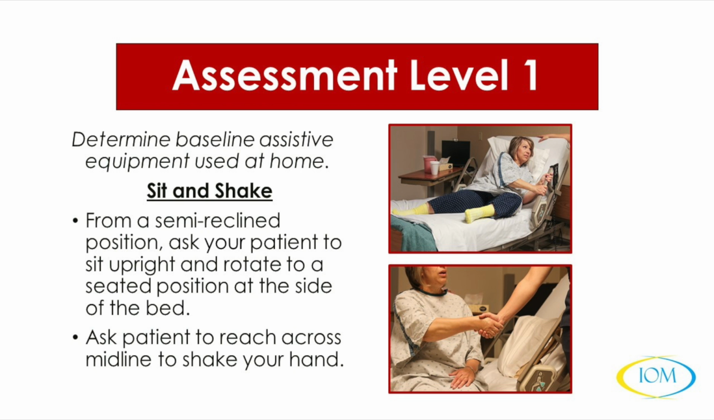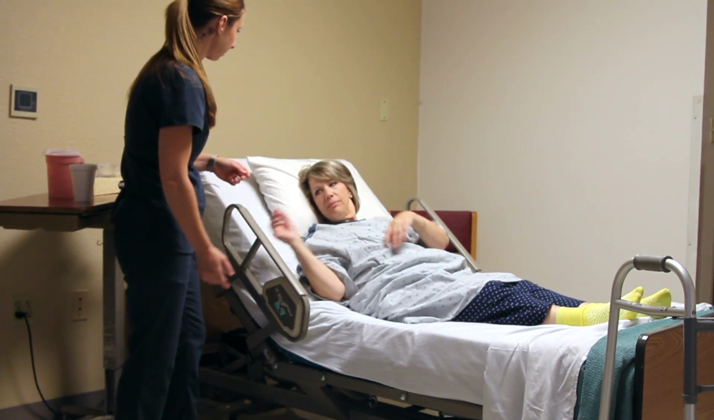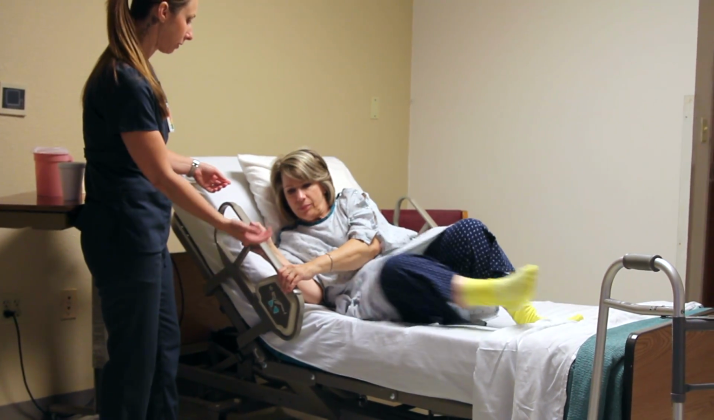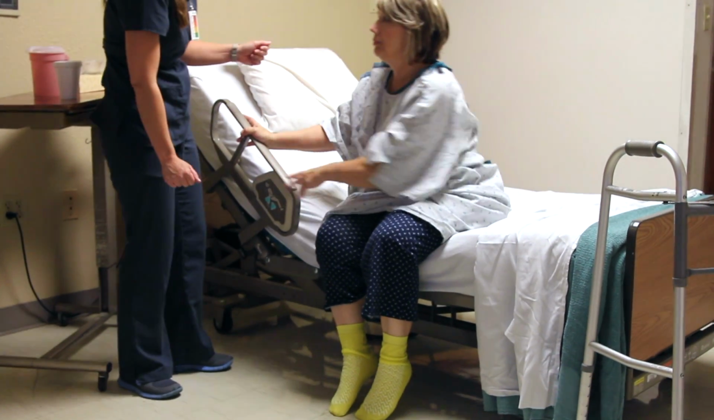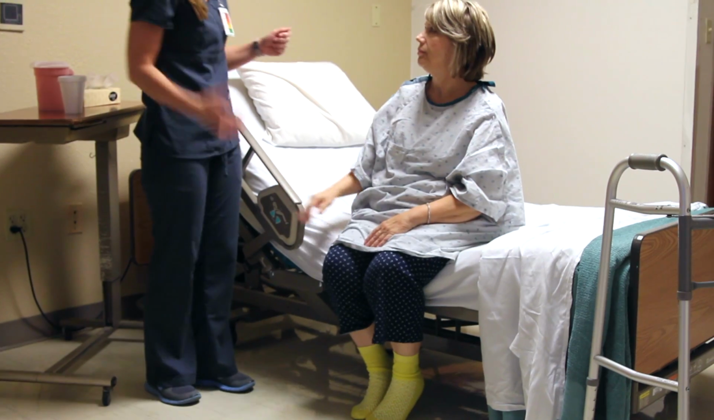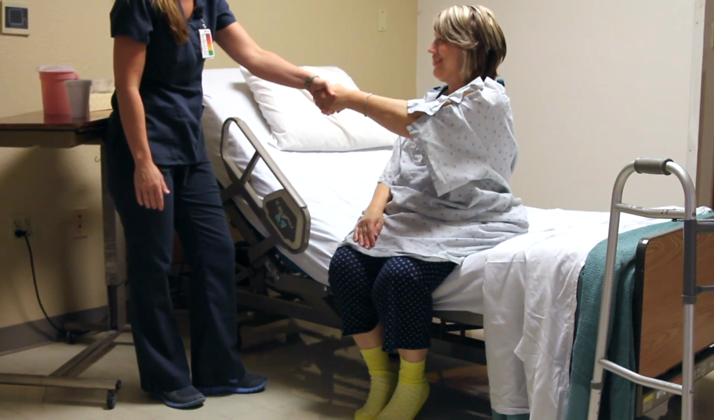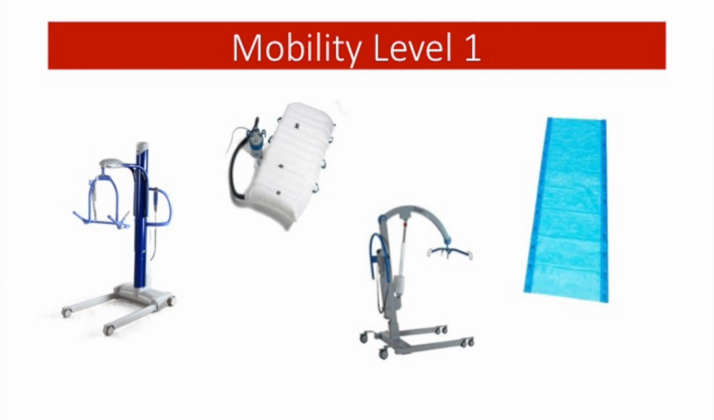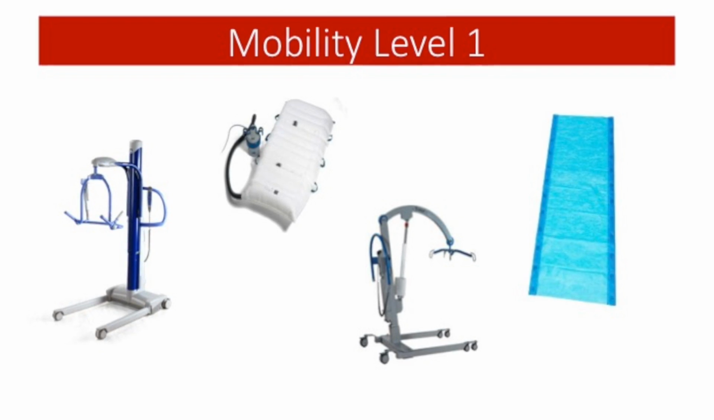Assessment Level 1, sit and shake. First, ask your patient to come to a seated position at the edge of bed. Your patient may use the side rails, but do not offer any physical assistance. Next, extend your hand to shake hands with the patient. Force your patient to reach across his or her midline. Patients unable to complete the tasks of Assessment Level 1 are considered Mobility Level 1.